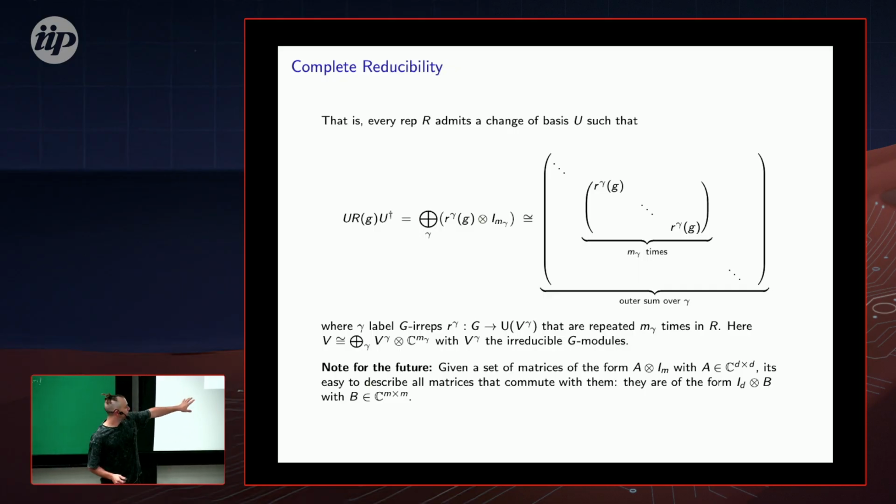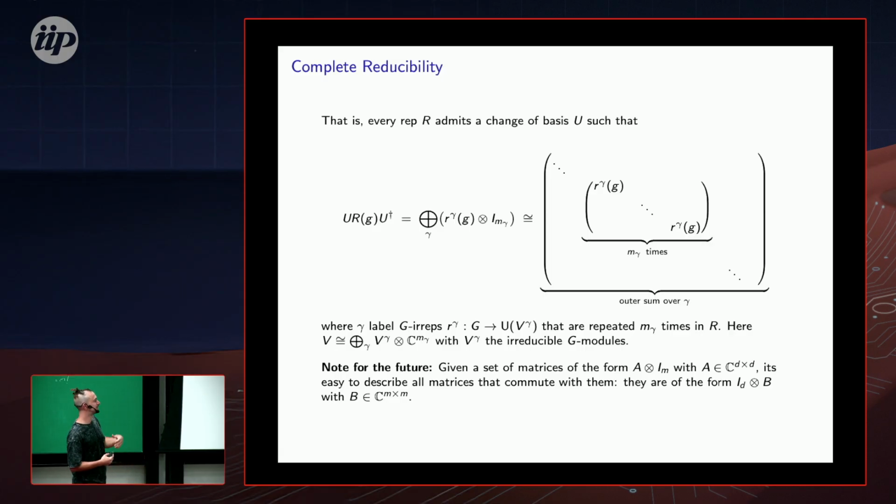This is a note for the future: whenever I have matrices of the form some arbitrary A, say D by D, tensor the m-dimensional identity, it's easy to describe all the matrices that commute with this set of matrices. Anything of the form identity of D, where A is acting, tensor a B that is m by m. So these two sets of matrices are mutually commuting.